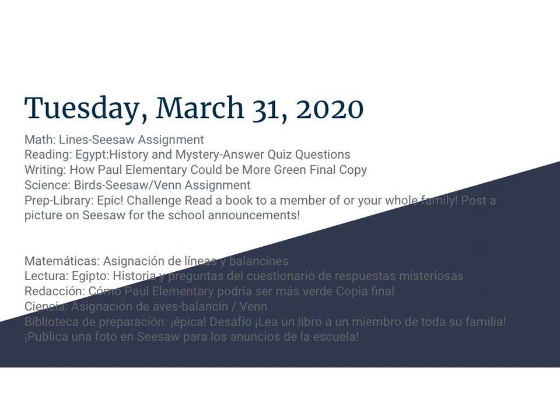For writing, you're going to be finishing your How Paul Elementary Could Be More Green. Your final copy is due April 3rd, which is this Friday.